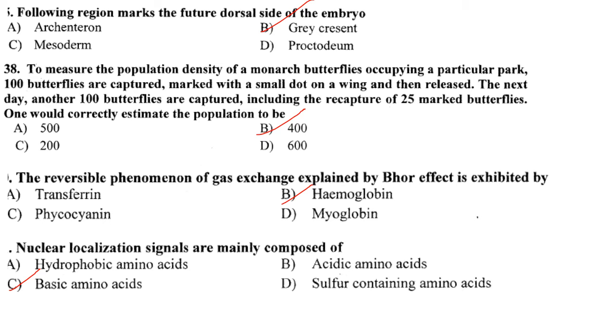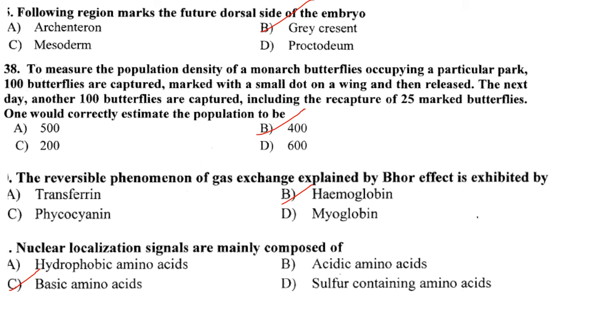Then next one. The reversible phenomenon of gas exchange explained by Bohr effect is exhibited by. So the Bohr effect describes hemoglobin's lower affinity for oxygen secondary to an increase in the partial pressure of carbon dioxide and/or decreased blood pH. This low affinity in turn enhances the unloading of oxygen into tissues to meet the oxygen demand of the tissue. So the reversible phenomenon of gas exchange explained by Bohr effect is exhibited by hemoglobin. So answer is option B.